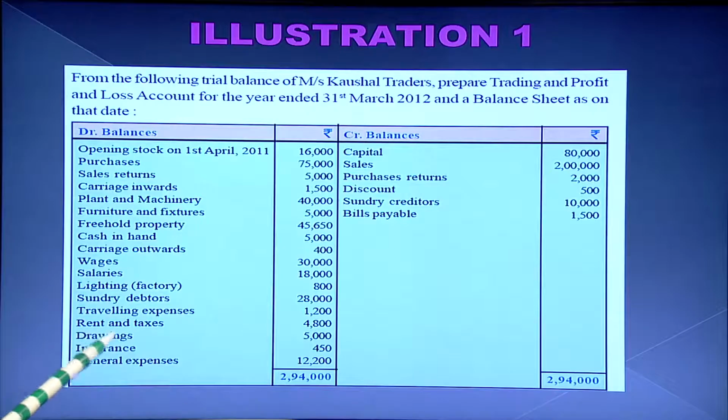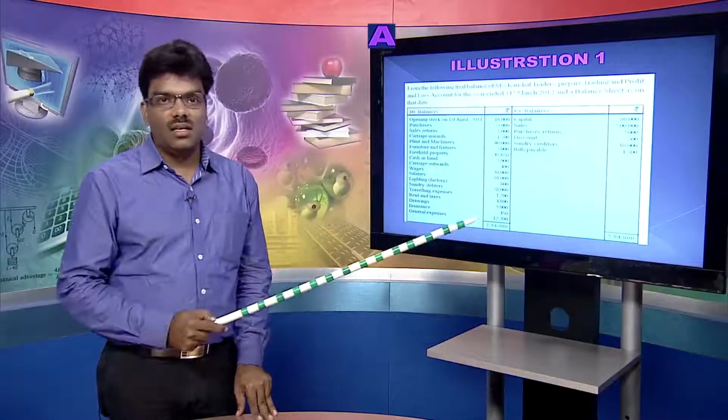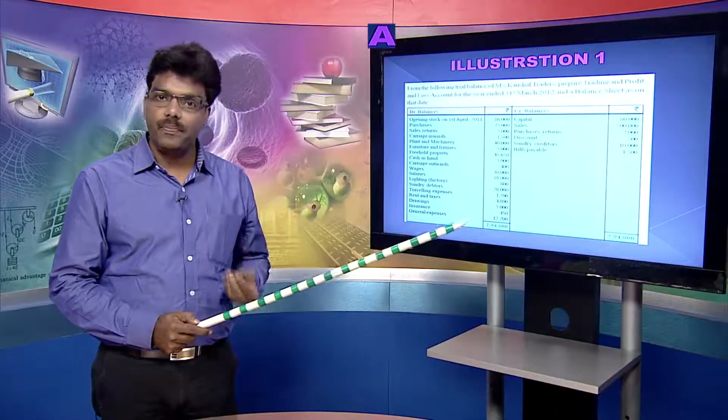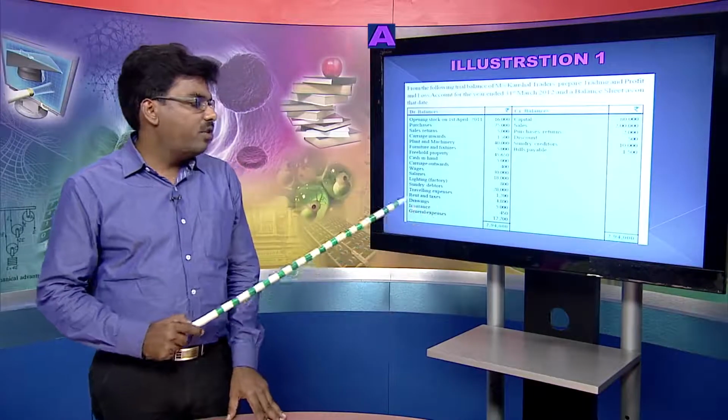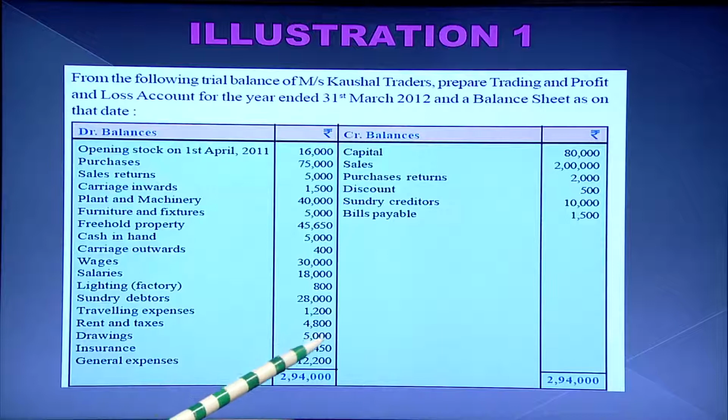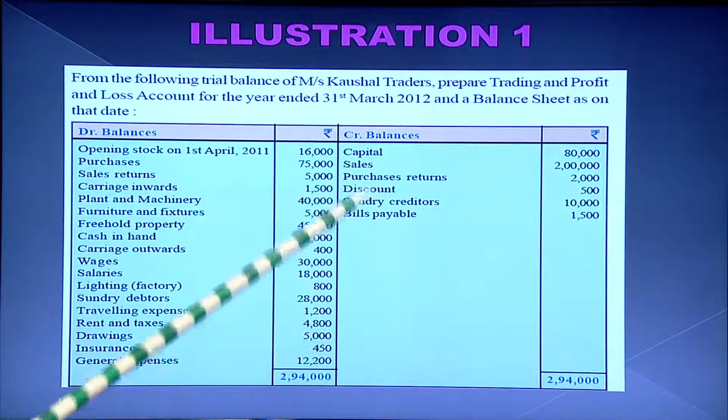Drawings. Drawings is the amount withdrawn by the proprietor. So, that will be deducted from capital. Capital is rupees 80,000, that was introduced by proprietor, and he withdraws rupees 5,000. That means, when we prepare balance sheet, then we deduct this amount from capital.